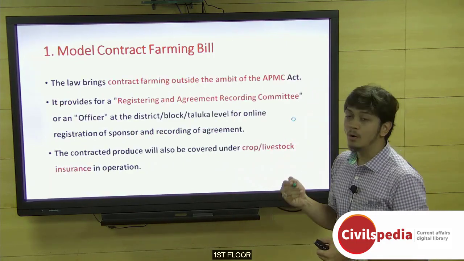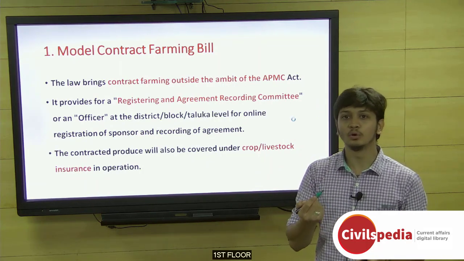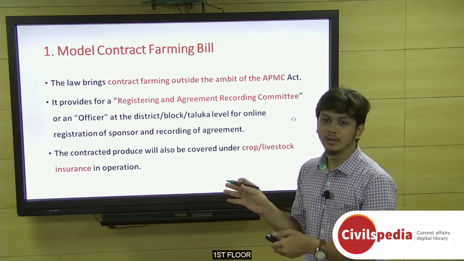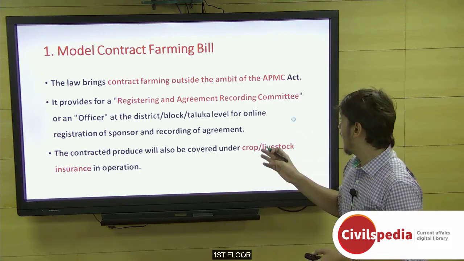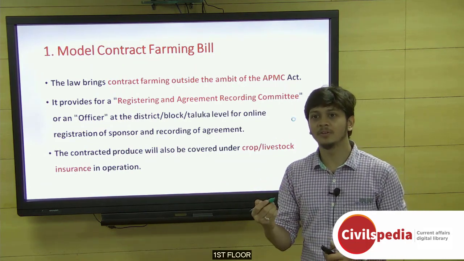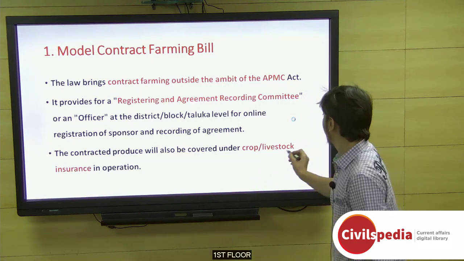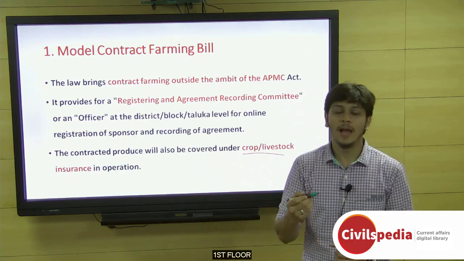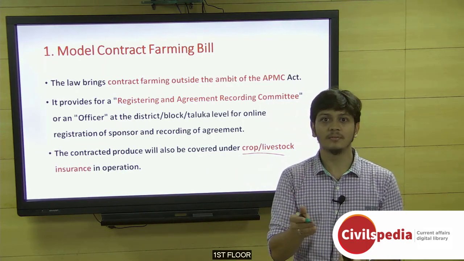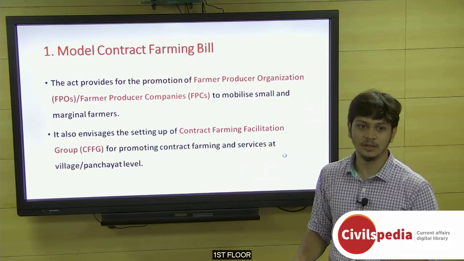The law brings contract farming outside the ambit of APMC. As we already know, APMCs have been very much regulatory in the growth of agriculture markets in India. This particular act puts all the contract farming outside of the APMC ambit, and it provides for registering an agreement recording committee which will record all the agreements, and say whether the agreements have been fulfilled or not. Finally, contract farming will also be covered under the crop and livestock insurance. As we already know, we have insurance under Pradhan Mantri Fasal Bima Yojana, which concentrates on Kharif, Rabi, and also horticulture crops. So all these crops will be put under this insurance scheme.